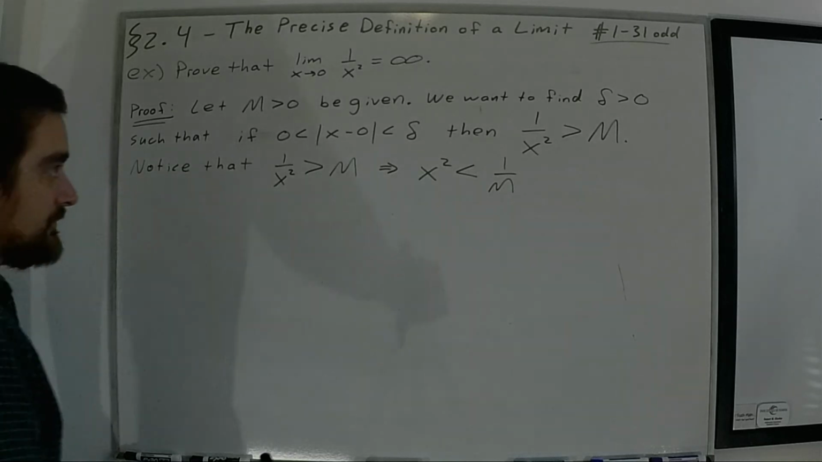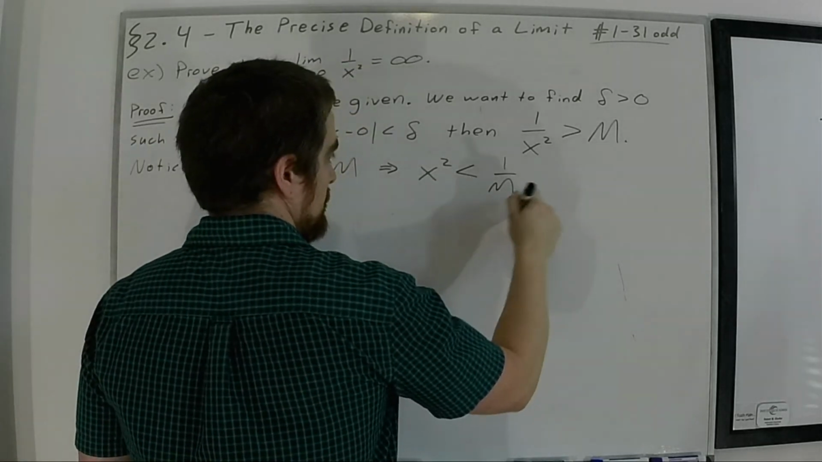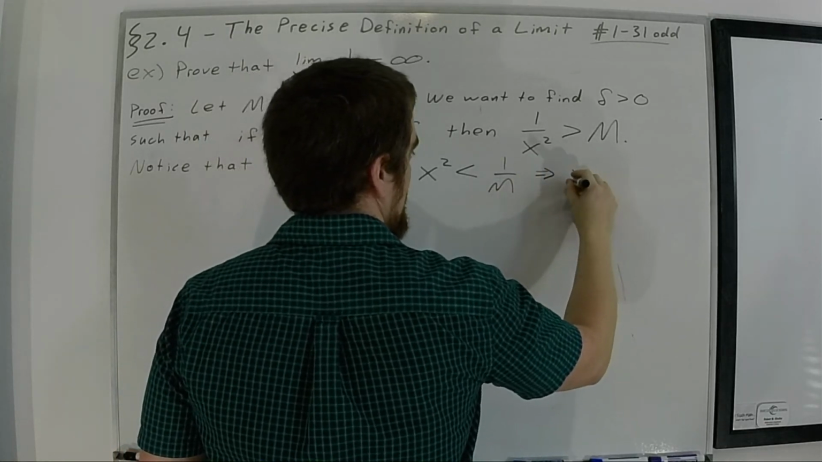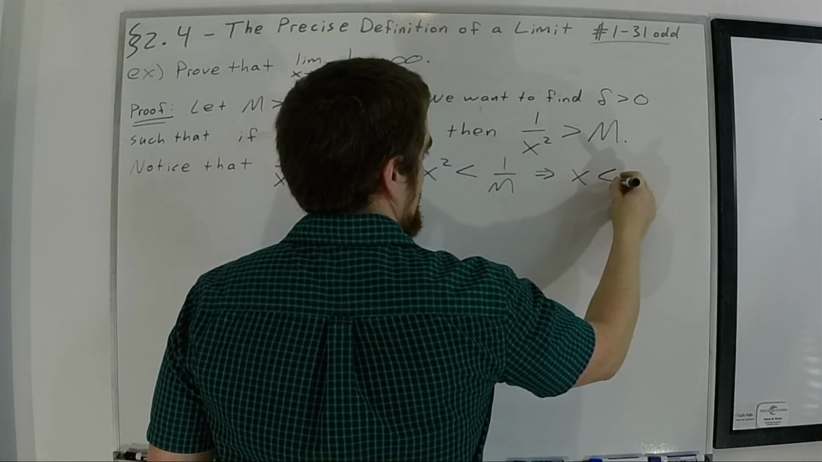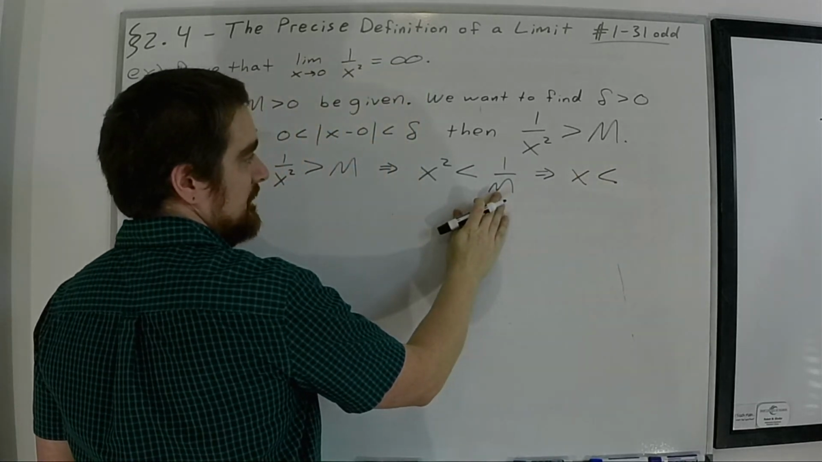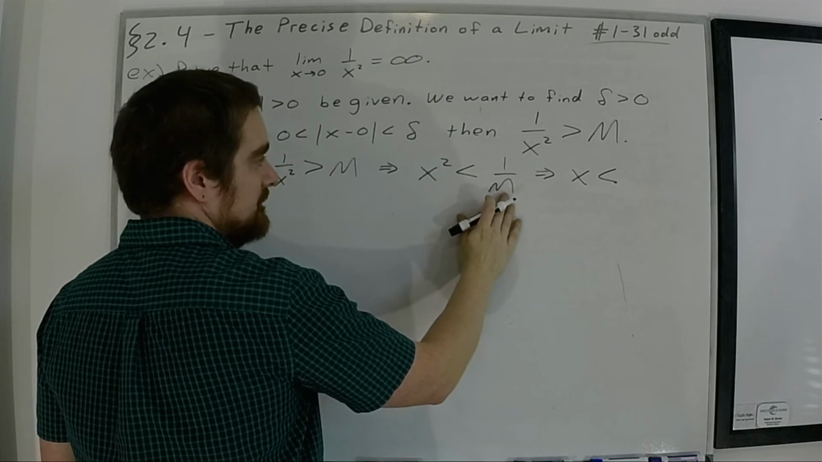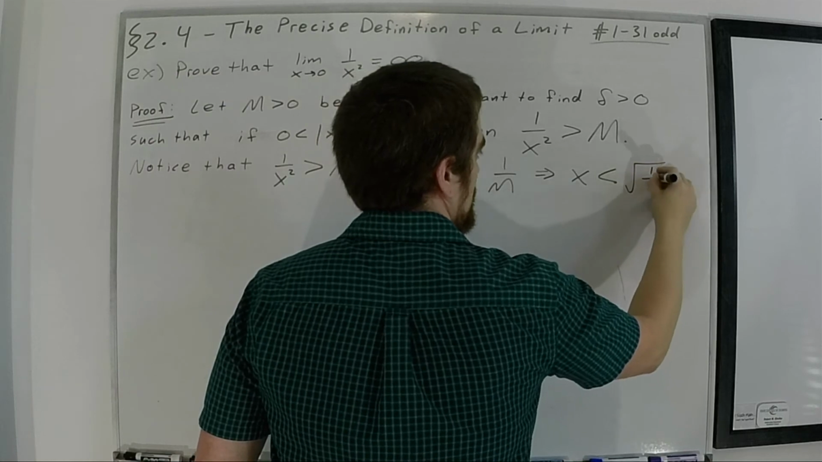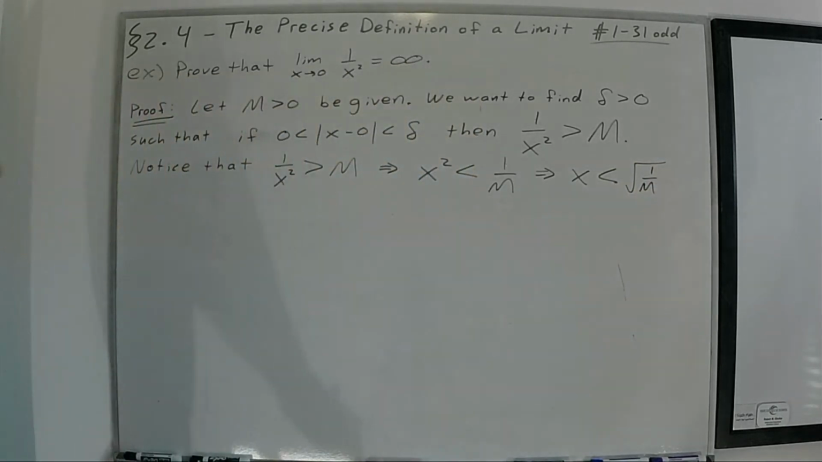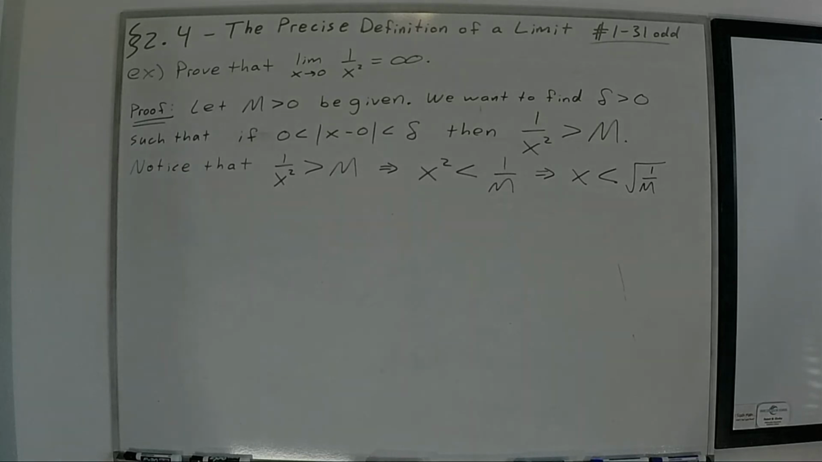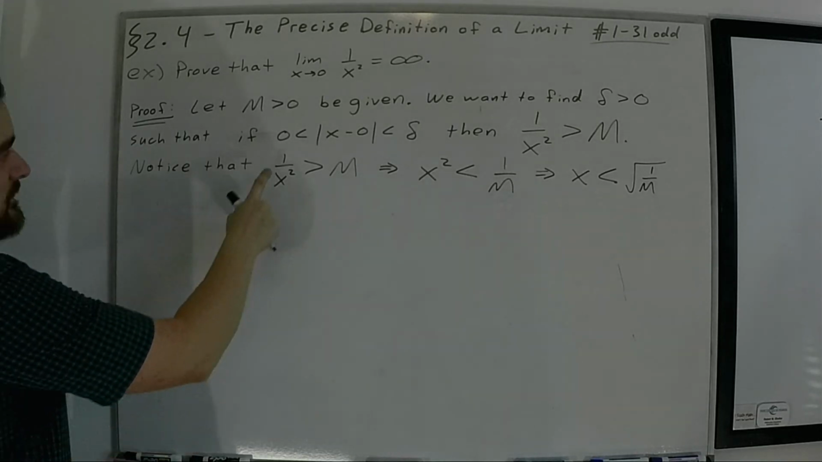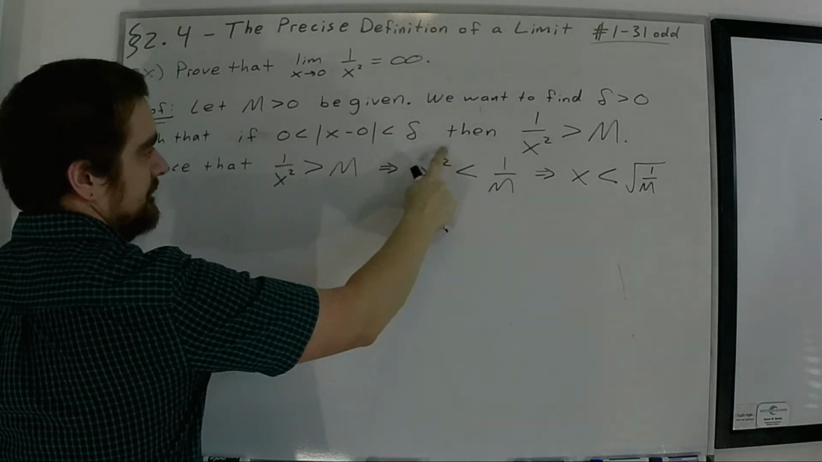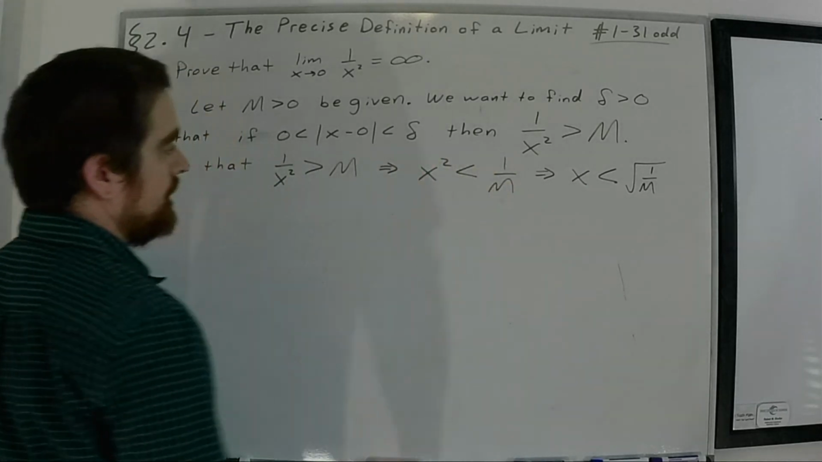So we're going to choose our delta here by taking a square root on both sides and saying that x is going to be less than, and since M is a positive number, 1 over M is a positive number, so I can take the square root of this positive number. All right, so if this number is very large, larger than M, then the reciprocal is very small, smaller than 1 over M.